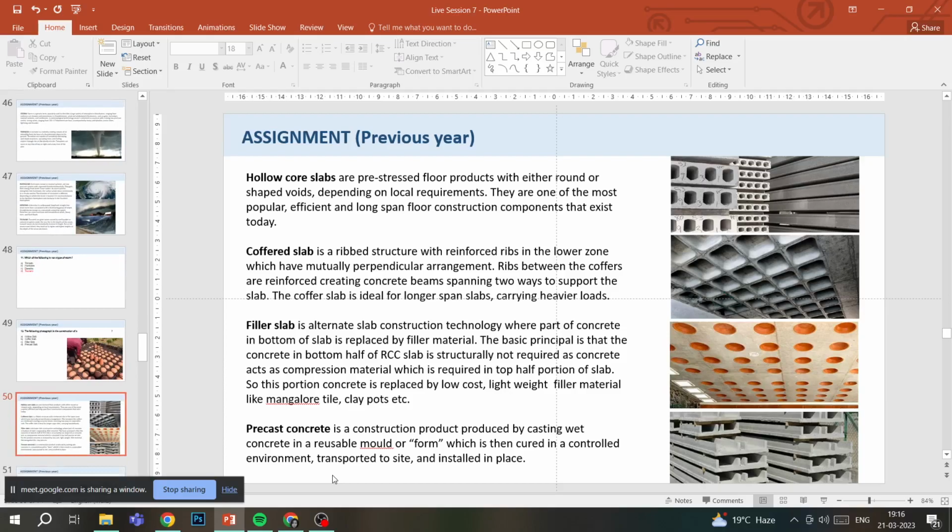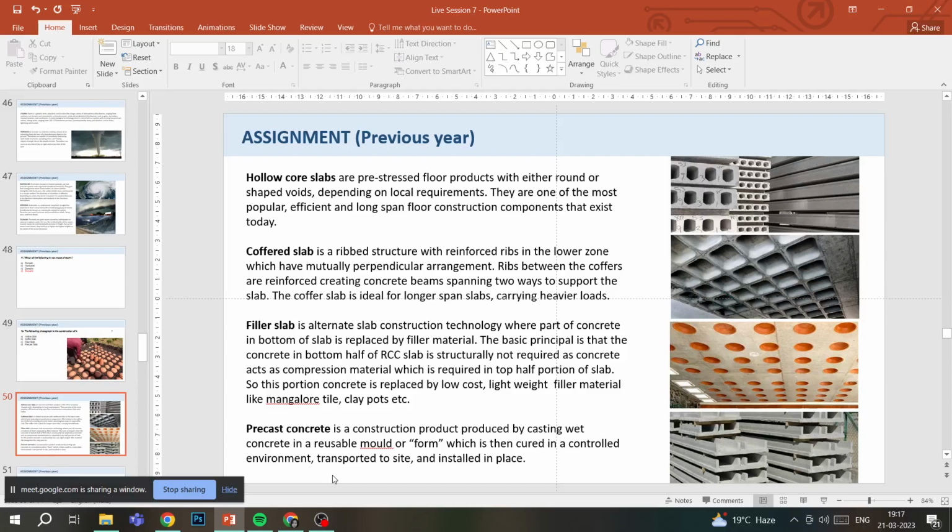So hollow core slabs are pre-stressed floor products with either round or shaped voids depending on local requirements. They are one of the most popular, efficient, and long-span floor construction components that exist today. Hollow core slabs are usually pre-stressed, and they're very popular right now. They basically have holes in the shape of a hexagon or a circle inside them. They're hollow, they have a cavity, that's why they're called hollow slabs.